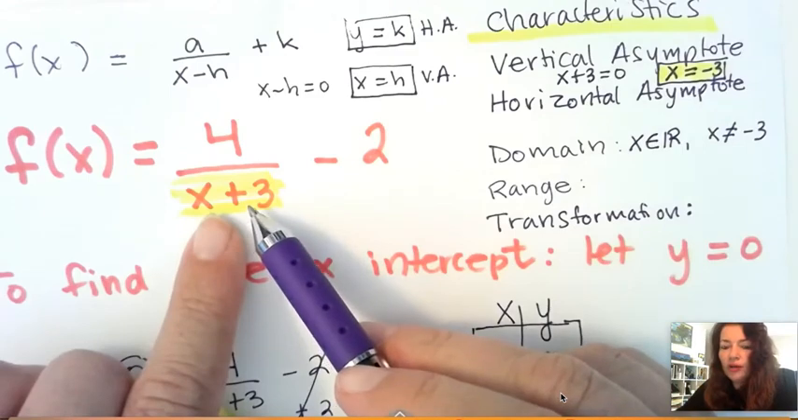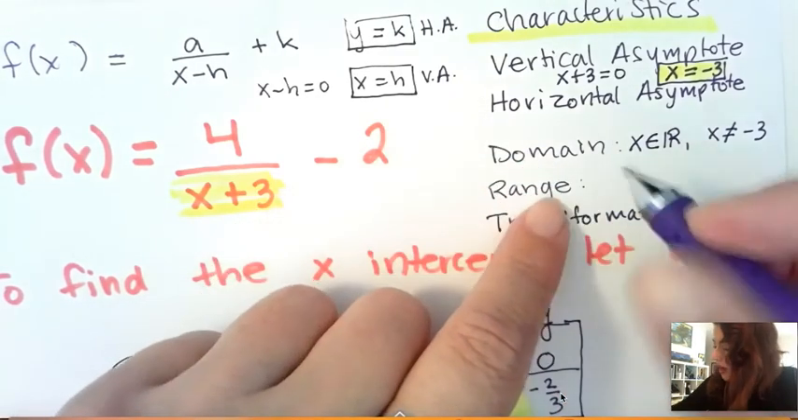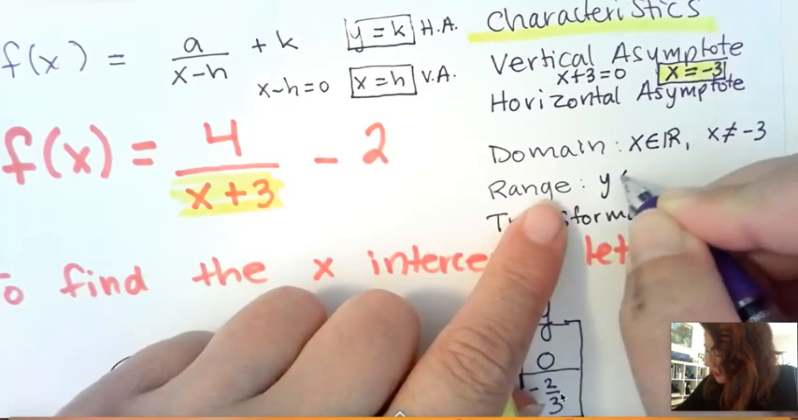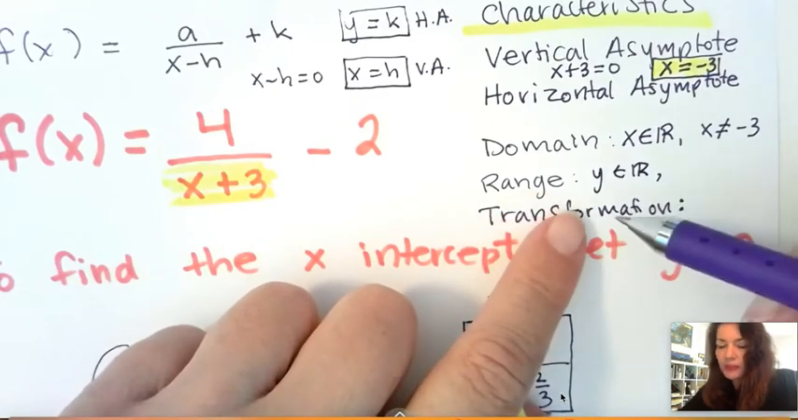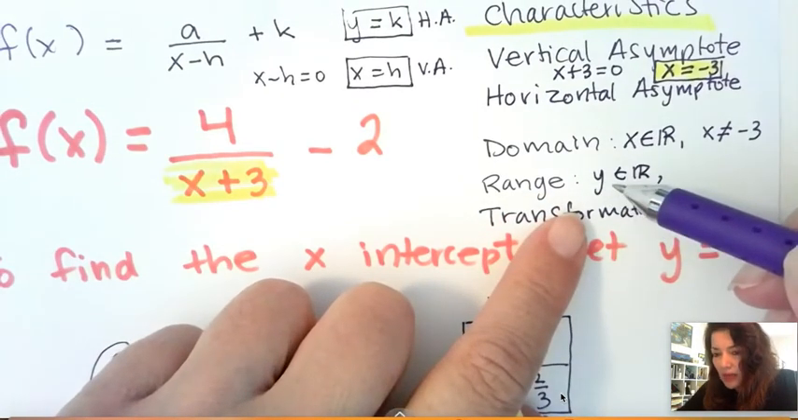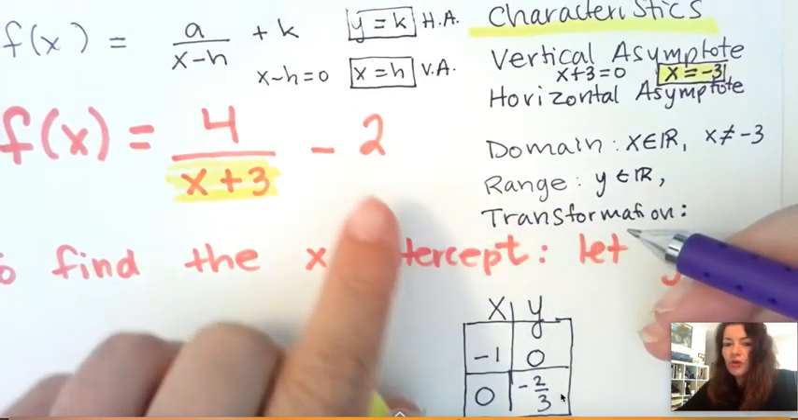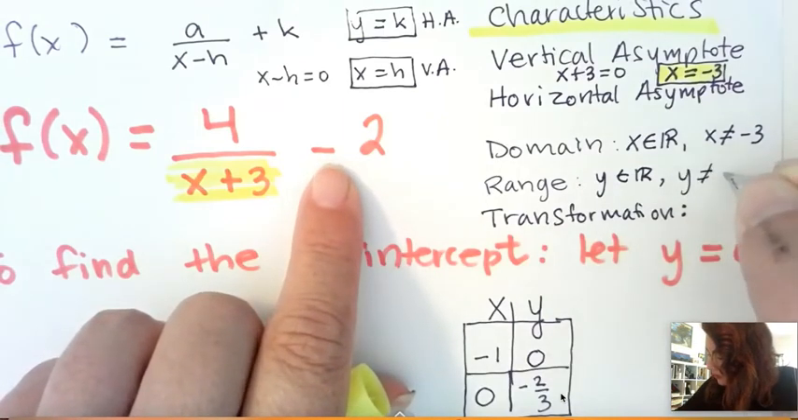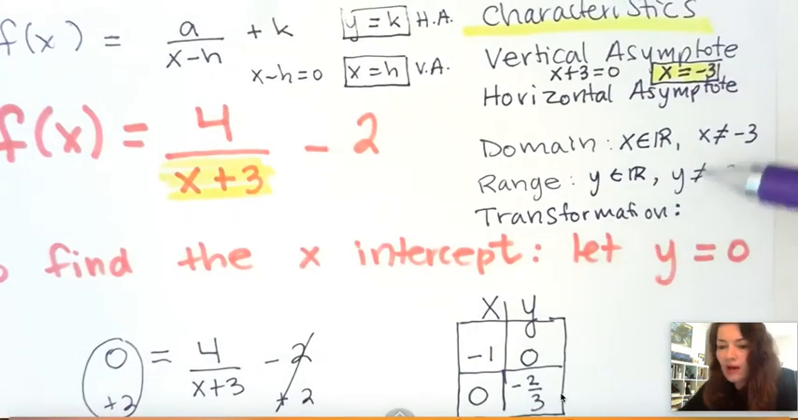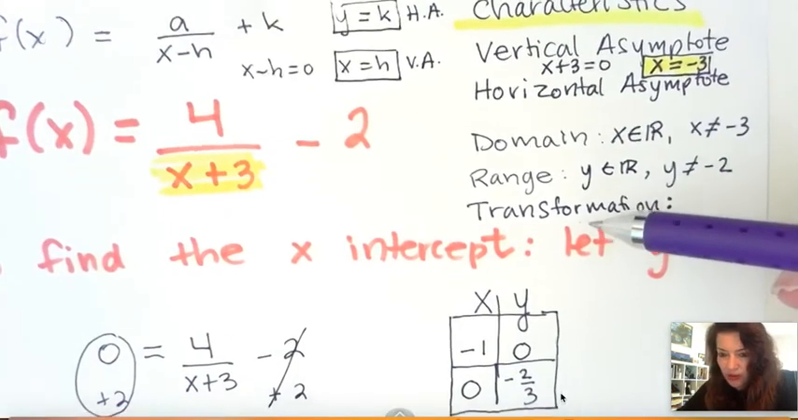And our range is y is a set of all real numbers. Remember, range is of all outputs, all possible outputs. y is an element of all real numbers where y cannot equal -2.